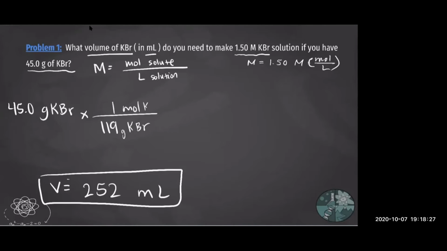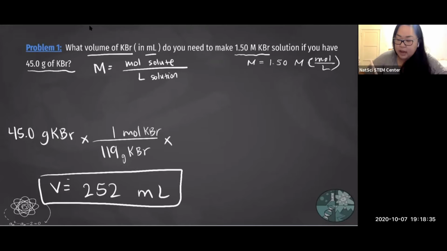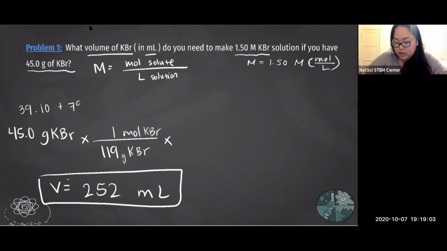I have a question. How can we get that number 119? So it's the molar mass. You have to add the mass of potassium and the mass of bromine together from the periodic table. So potassium is 39.10 and bromine is 79.90 grams per mole. Oh, okay. So then you get 119.